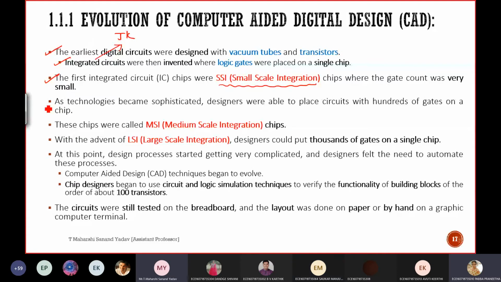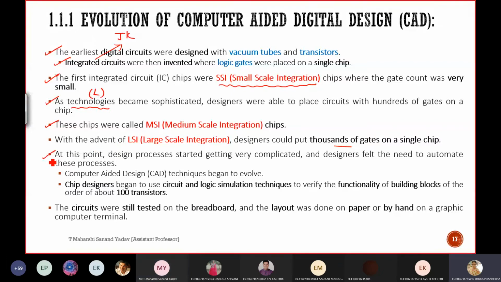Next. As technologies became sophisticated, designers were able to place circuits with hundreds of gates on a chip. What is technology? Technology means length of the channel. Remember this point, very important. Next. These chips were also called MSI, medium scale integration chips. Done. Next. With the advent of LSI, large scale integration, designers could put thousands of gates on a single chip.